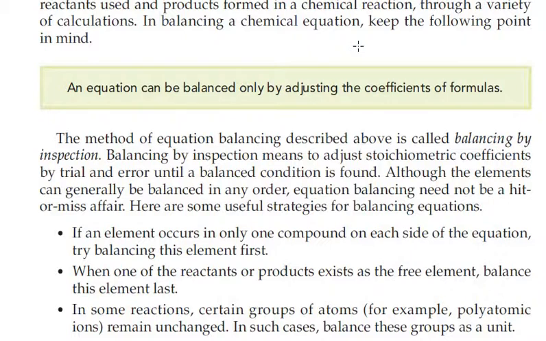Number 1, if an element occurs in only one compound on each side of the equation, try balancing this element first. When one of the reactants or products exists as the free element, balance this element first. In some reactions, certain groups of atoms, for example polyatomic ions, remain unchanged. In such cases, balance these groups first and balance them as a single unit. For example, we have sulfate, phosphate, carbonate, stuff like that. So you consider the whole thing as a single unit.